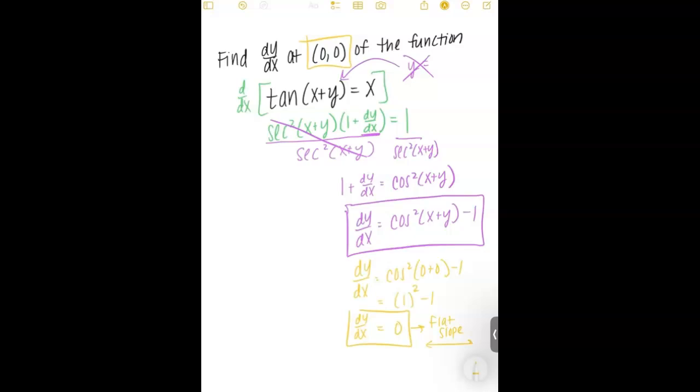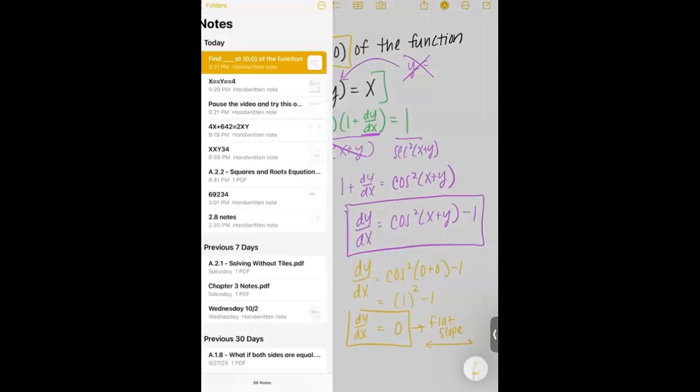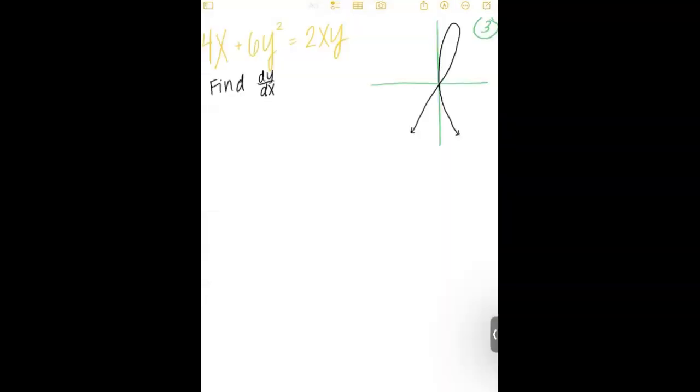Okay, implicit differentiation. Let's see it. Our third problem today. This one just says find dy/dx. We don't have to do the tangent line. We don't have to find it at a certain point. But this is what this equation looks like, this little almost ribbon looking thing. So we are going to derive everything.